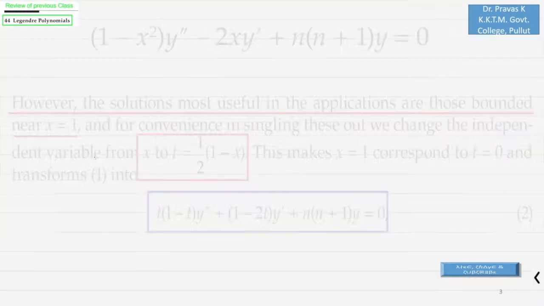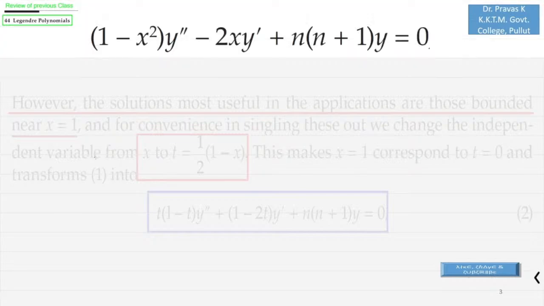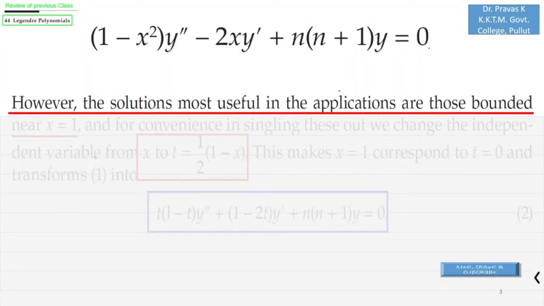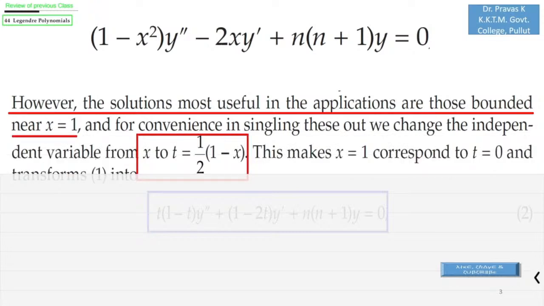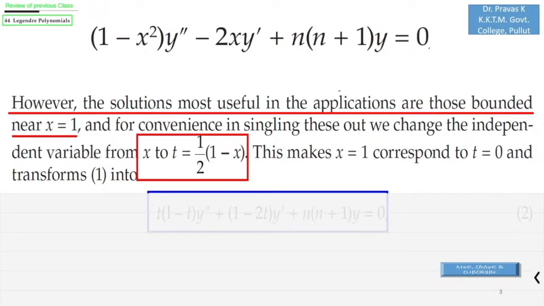Now we could see that the solutions most useful in the applications are those bounded near x equal to 1. So what we do is that we bring a change in the independent variable from x to t by setting t equal to half into (1 minus x), so that x equal to 1 corresponds to t equal to 0.